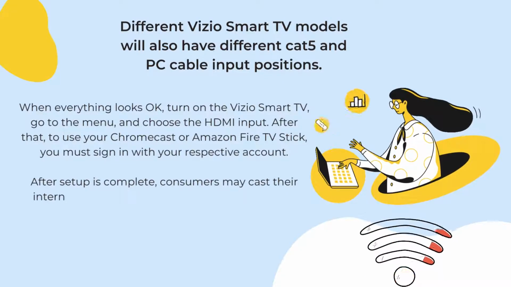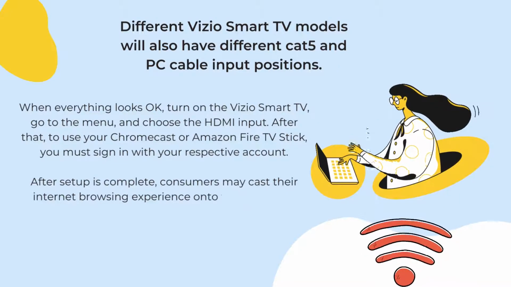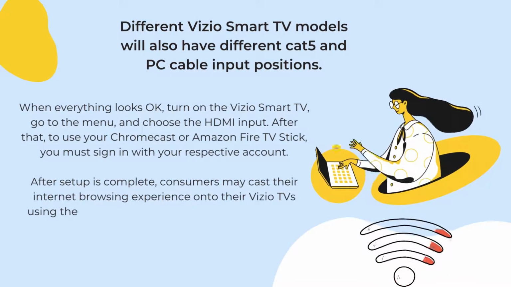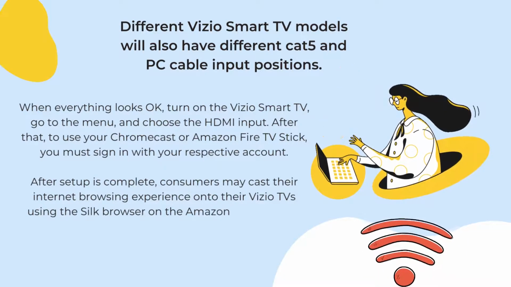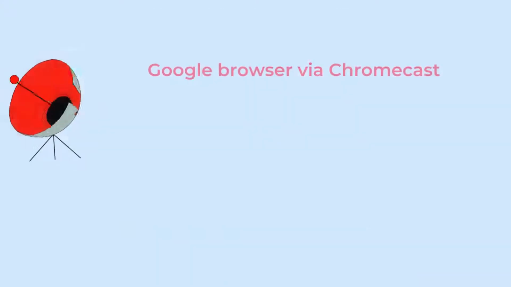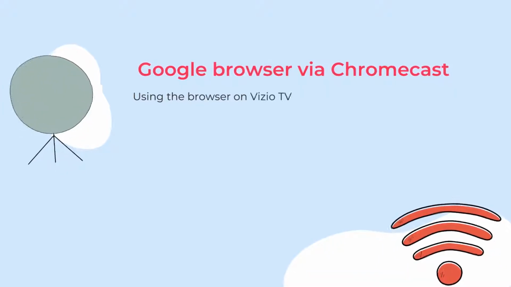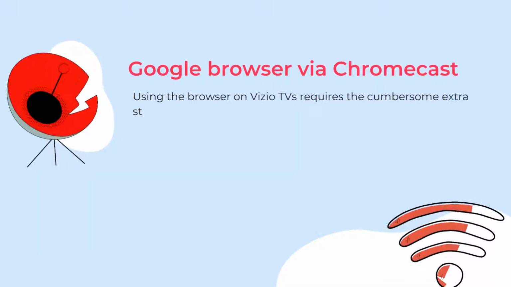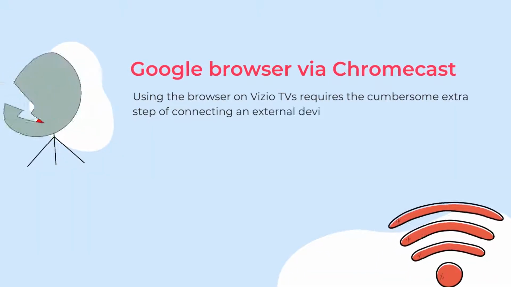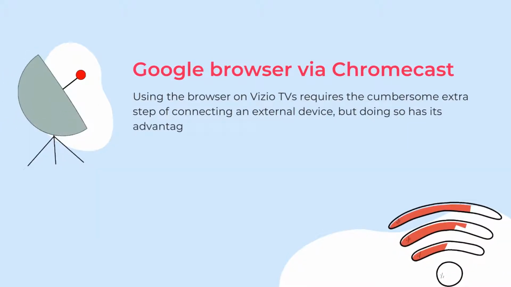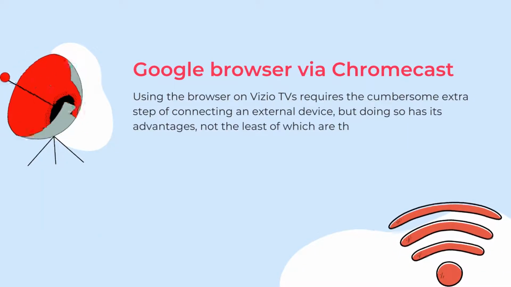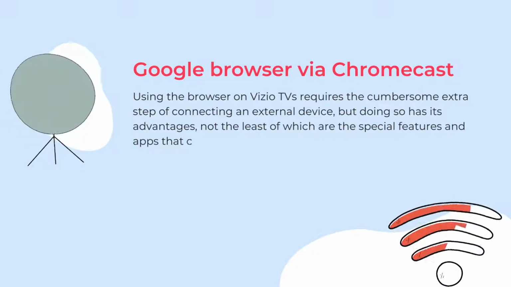After setup is complete, consumers may cast their internet browsing experience onto their VIZIO TVs using the Silk browser on the Amazon Fire TV Stick, or the Google browser via Chromecast. Using the browser on VIZIO TVs requires the cumbersome extra step of connecting an external device, but doing so has its advantages, not the least of which are the special features and apps that can be accessed via them.